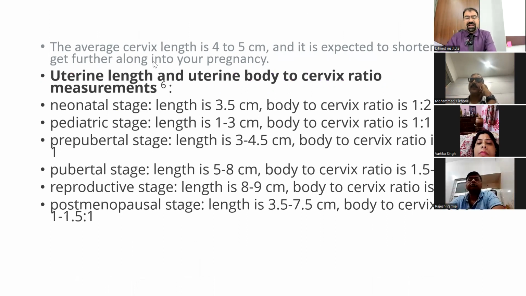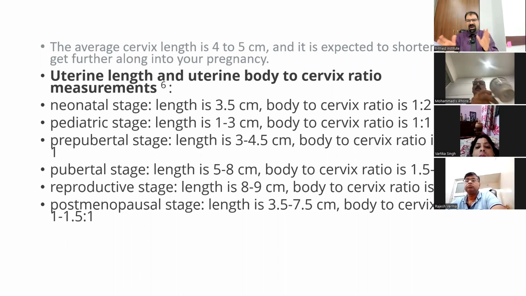Now the average length of the cervix is in between 4 to 5 centimeters. So in a cervix, you will be labeling it as small, I mean decreased, if it is below 3. Now, if you are having a cervix which is more than 5 centimeters, that is a bulky cervix.